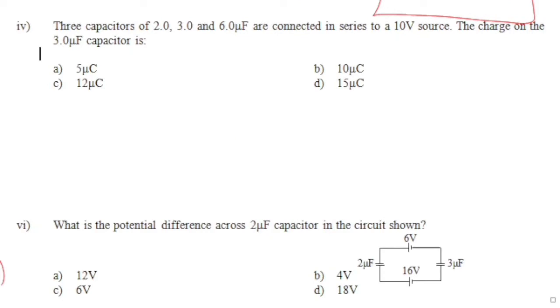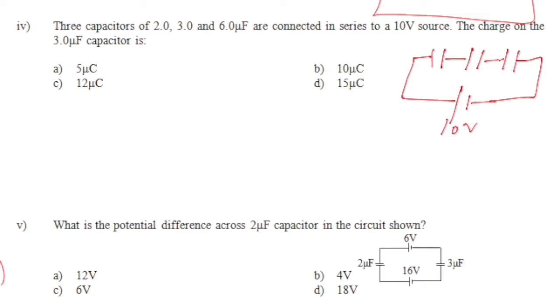Okay, next, question number 4. Three capacitors of 2, 3 and 6 microfarad are connected in series to a 10 volt source. There are three capacitors, all connected to a 10 volt battery in series. The first is 2 microfarad, the second is 3 microfarad, the third is 6 microfarad. You have to find the total charge on the 3 microfarad capacitor.